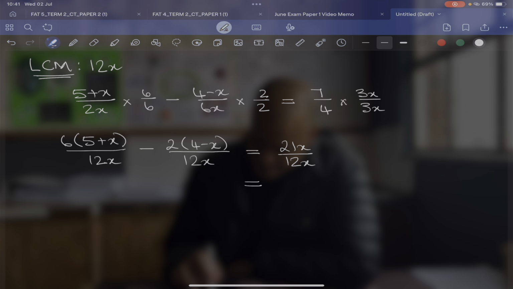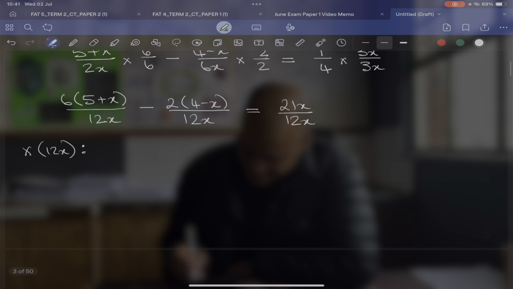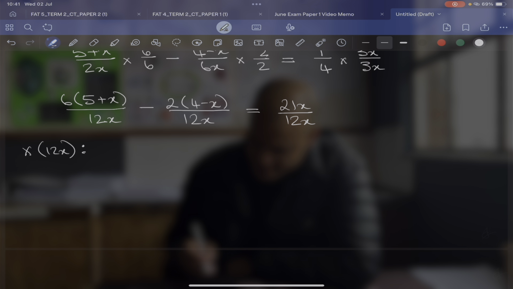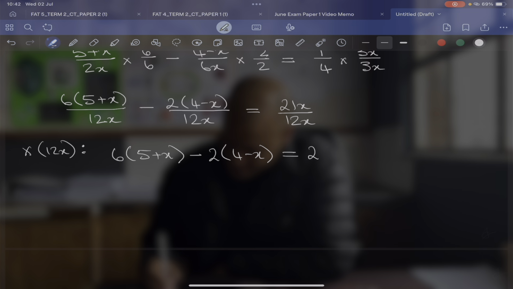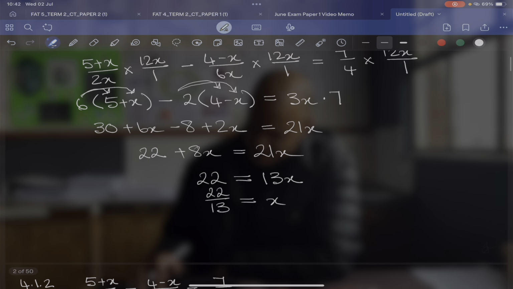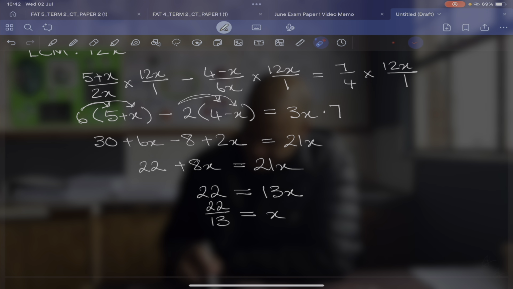So I'm going to multiply by 12x. If I multiply the first fraction with 12x, that will just divide into 1. So I'll end up with 6 times 5 plus x, minus, and if I multiply the second fraction with 12x, the 12x's will divide into 1. So I'll end up with 2 times 4 minus x. And if I multiply the fraction on the other side of the equal sign, I will just end up with 21x, which is basically what we had over here in that step.